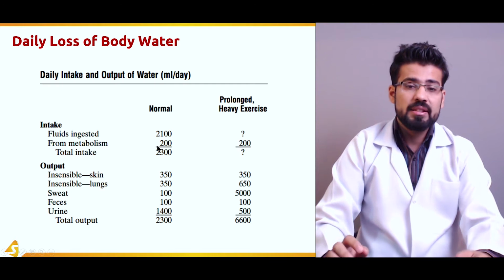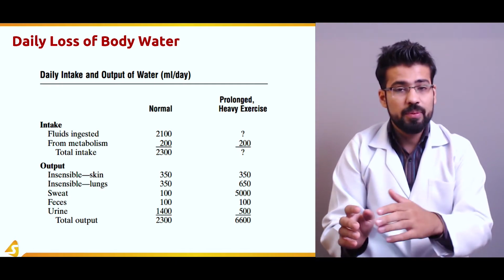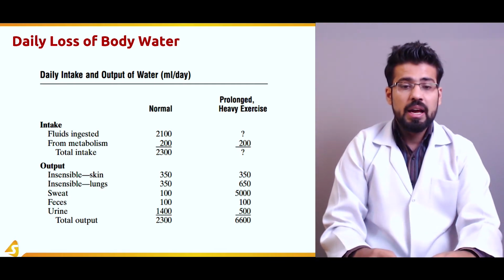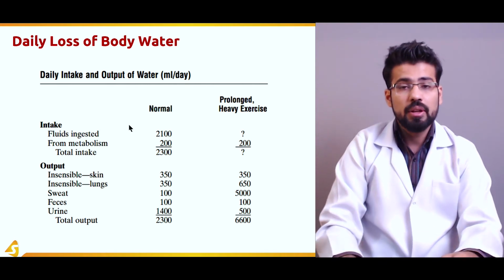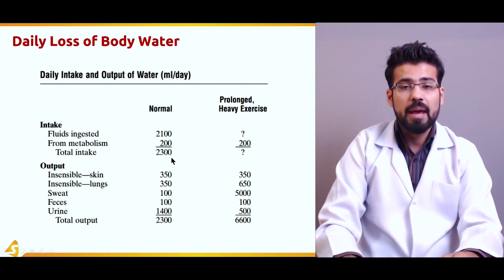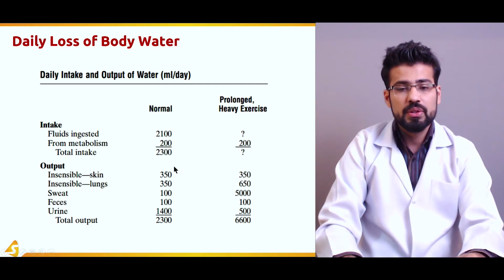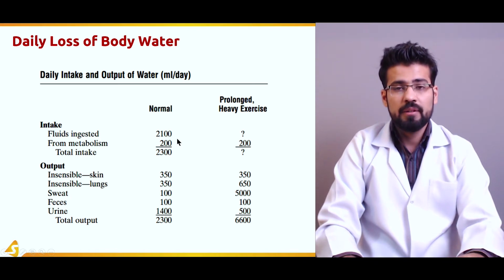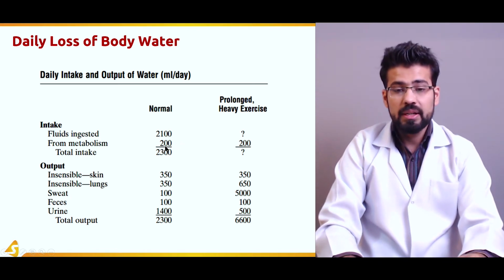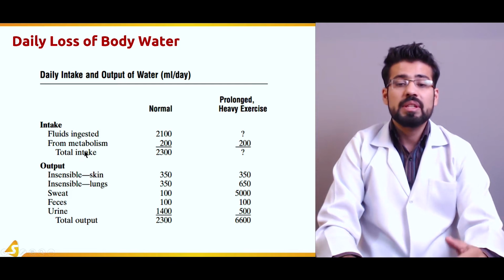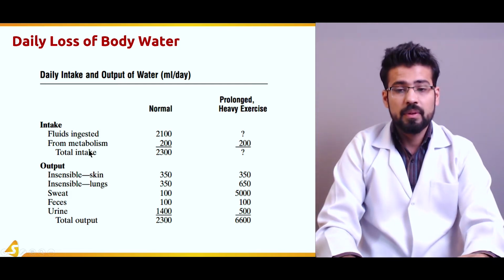So to summarize the daily intake and output of water in milliliters a day, you take in a total of 2300 mLs, that is about 2.3 liters. And out of the 2.3 liters, 2.1 is ingested in the form of fluid, and the remaining 200 mLs a day is produced as a result of metabolism.